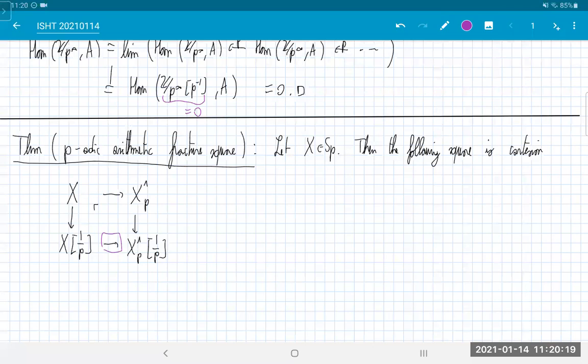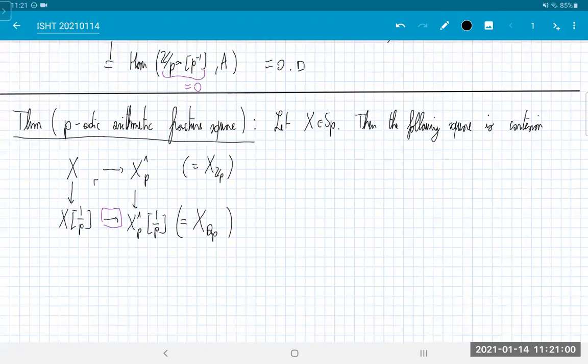So I can build X out of a piece that's p-adic and a piece that's away from p. And by the way, maybe I should note that this sometimes is also called X_Q_p. Because, for example, when you plug in X equals HZ, you can see that you get exactly HQ_p there. And also, the p completion, sometimes it's called X_Z_p, although I don't like this notation very much. Okay. Is this statement clear?